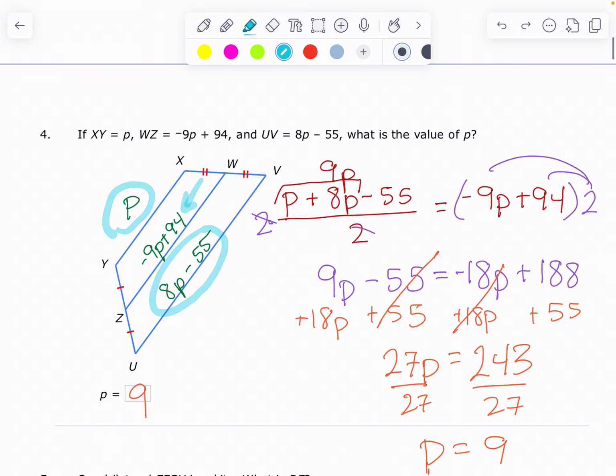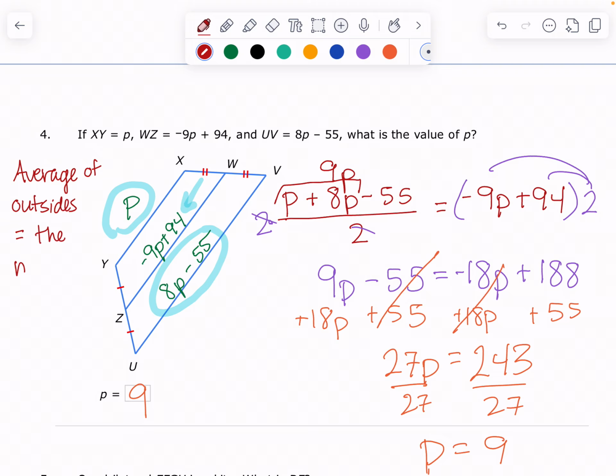Average of the outsides is the middle. So average of the outside equals the middle. And then we did a lot of algebra. Whew, that one's going to be a good stretch, huh? I'm going to put a star next to that.